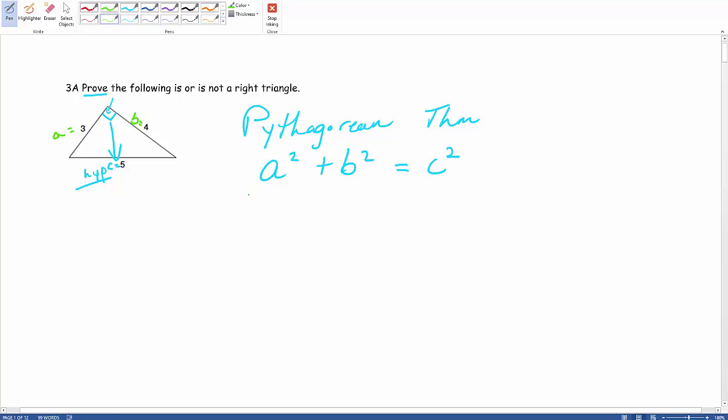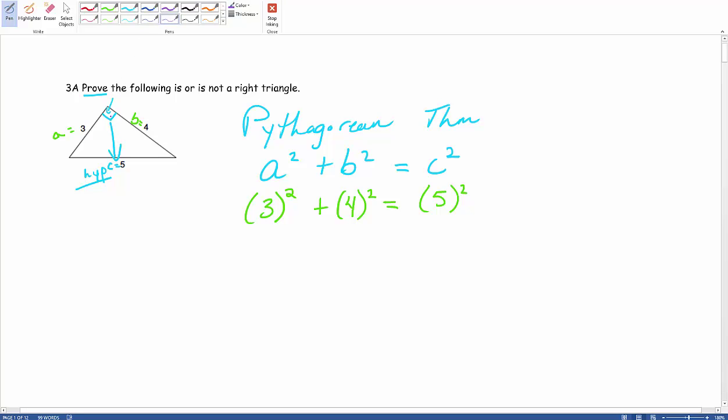All we have to do next is pretty much just throw those items inside of our Pythagorean theorem. So instead of a, we have our 3, and that is being squared, plus our b, instead of b, it is 4, and that is being squared, equals our c, here it is, 5. That is being squared.